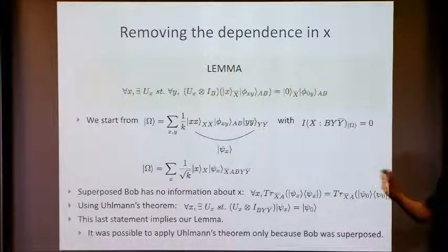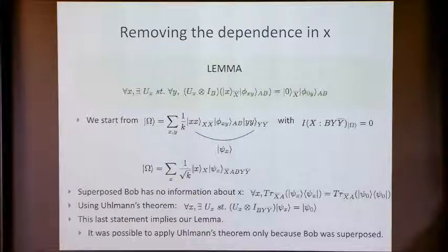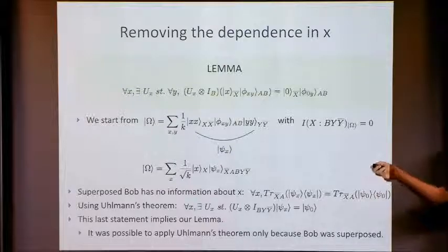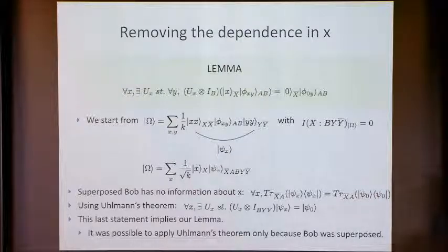So they start from this state. Superposed Bob has no information about x. We'll define psi x to be everything apart from the first x in register x. And what does it mean that Bob has no information about x? It means that if you trace out Alice's part of the state psi x, it's the same for all x. That exactly means that Bob has no information about x. So it's this, right?